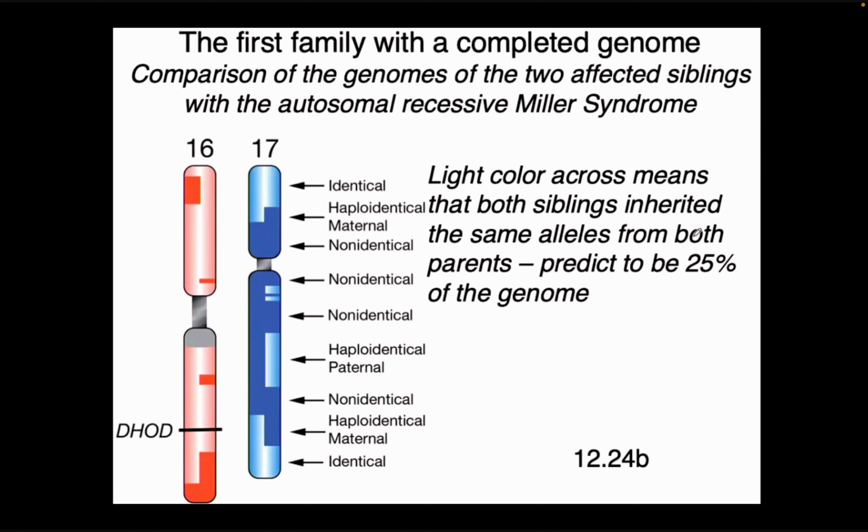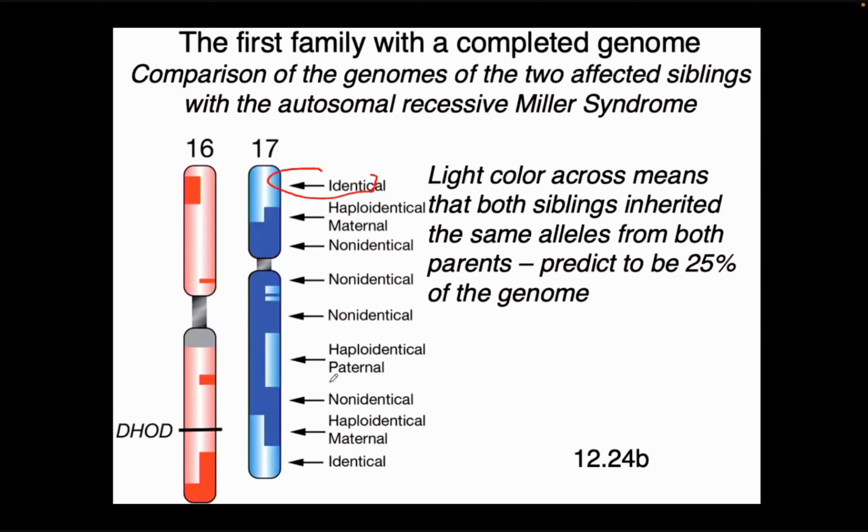What was looked for, and I find this kind of a hard graph to read, is that they're showing you two particular chromosomes, and it's kind of a summary of the data found. The light color across the entire chromosome, all red across, okay, indicates that both siblings inherited the same alleles from both parents. So that would be basically a 25% chance of happening. Okay? And so basically you can see here where it says identical.